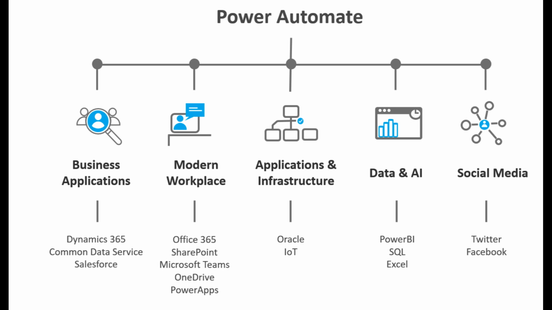PowerAutomate can connect to a wide range of apps and services such as SharePoint, OneDrive, Dynamics 365, Office 365, and more. You can use these connections to trigger flows based on specific events or schedule them to run at a certain time. Additionally, PowerAutomate also allows you to create custom connectors to connect to other systems and services that are not natively supported. The ability to automate tasks and processes can help to save time, reduce errors, and improve efficiency in business operations.